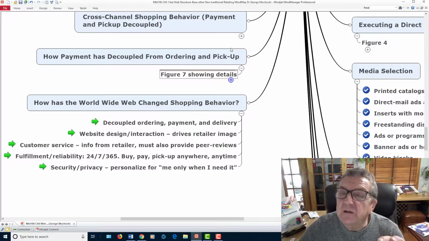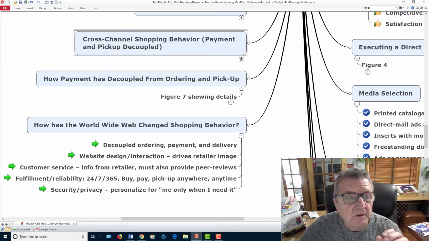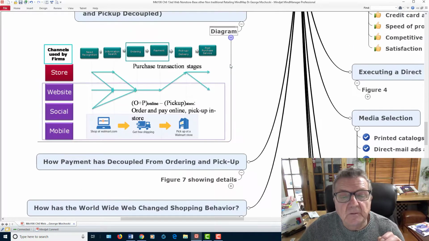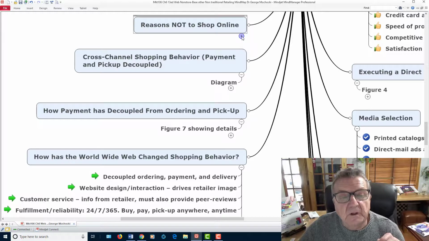The author did a good job. I'm trying to keep on time. Just be aware, okay? Cross-channel shopping behavior. Again, these are just more of the diagrams. Look at them, and you can go through them, okay?